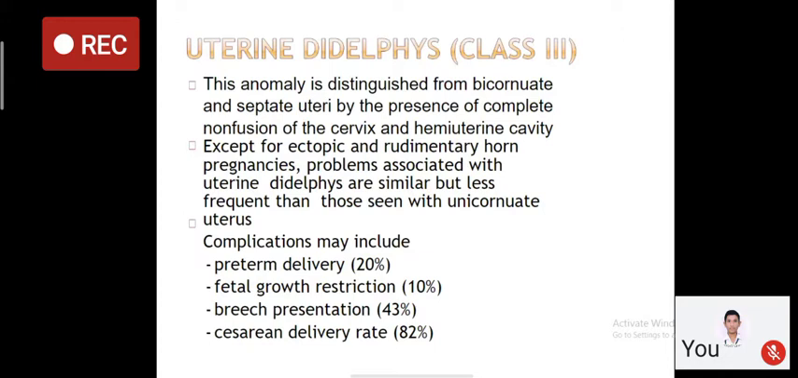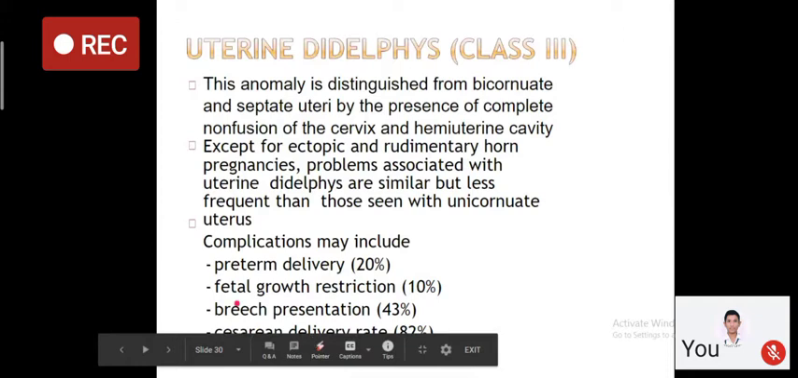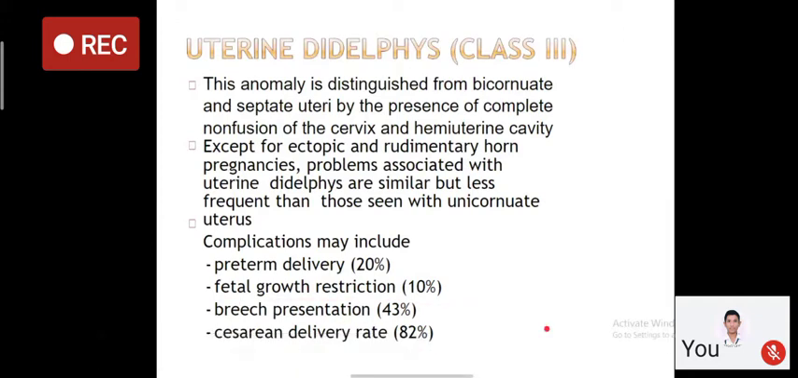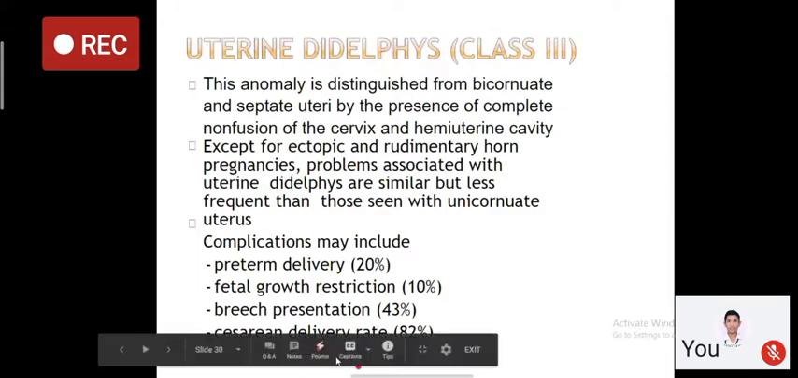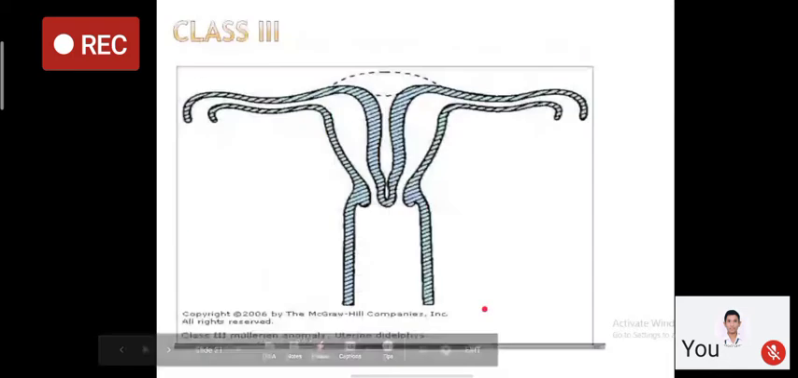In class 3, there is bicornuate and septate uterine cavity in the presence of complete non-fusion. Except for ectopic and rudimentary horn pregnancy, problems associated with uterine didelphys are similar to but less frequent than those with unicornuate uterus. What are the complications? Preterm delivery 20%. Breech presentation is obviously more common. Cesarean delivery is obviously more common, in 82% of cases, and most of the time this cesarean delivery is also preterm.